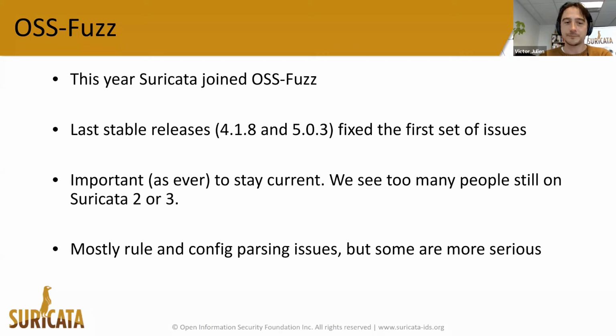And things like that. So we joined, and at the beginning of this year, we have already found lots of issues. Most of them are somewhat smaller, but some of them are more serious. And in the current stable releases, the 4 and 5 branches, we've already fixed the first set of issues, and we'll continue to fix things in the future.